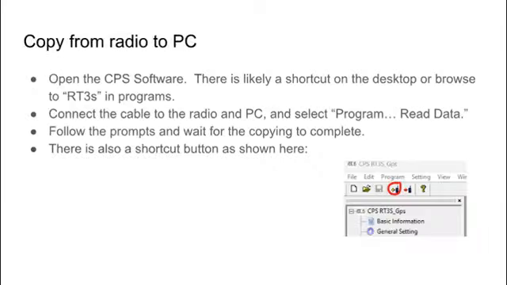To copy the data from your radio to the PC and begin your code plug process, open the CPS software. There is likely a shortcut on the desktop or browse to RT3S in Programs. Connect the cable to the radio and PC and select Program. Read data, follow the prompts and wait for the copying to complete. There is also a shortcut button as shown here.